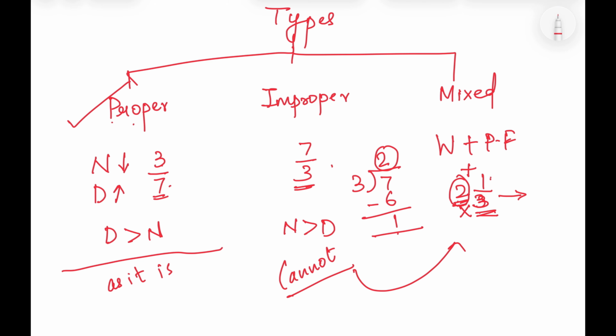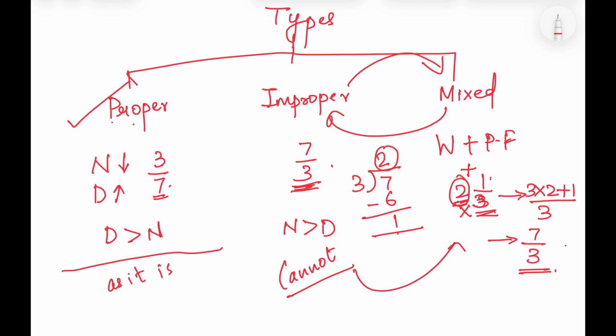So 3 2s are 6. So we do 3 into 2 plus 1. Denominator remains as it is. So this becomes 7 upon 3. So we again got our answer in improper fraction, right? So now this is how you convert improper to mixed and mixed to improper.